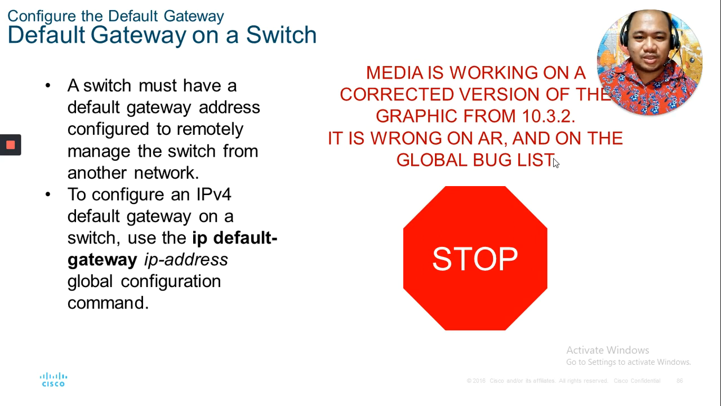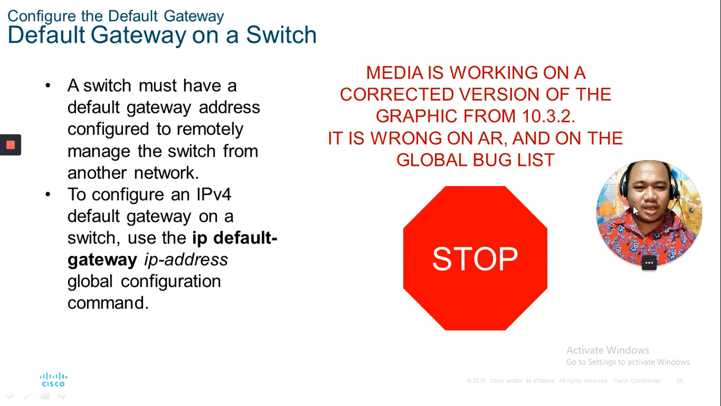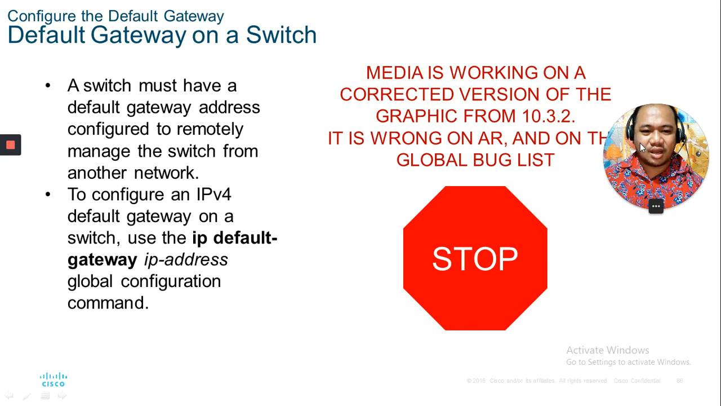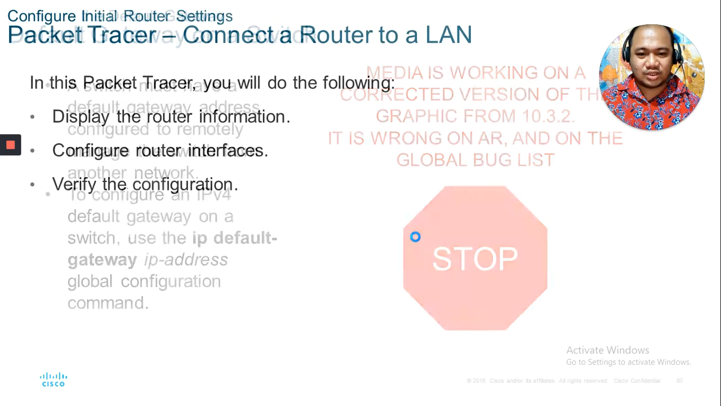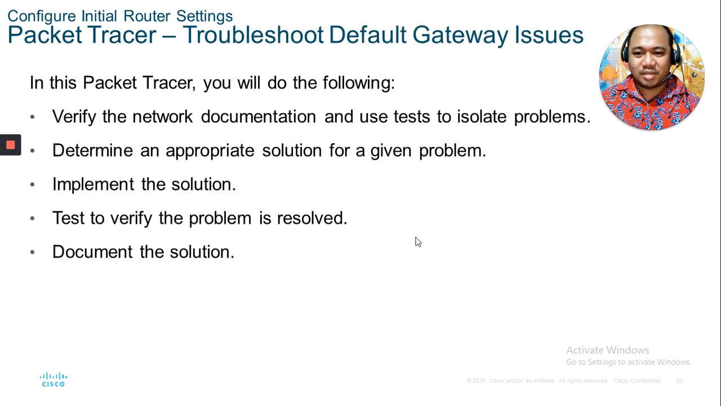Default gateway on the switch media is working on a correct version of the graphic from 10.3. It is wrong on the other, and probably you have a Packet Tracer activity here where there is a bug. Okay, you look for the 10.3.2 Packet Tracer, where you need to place the ip default-gateway command then the IP address of the router using your switch. Packet Tracer activity again.